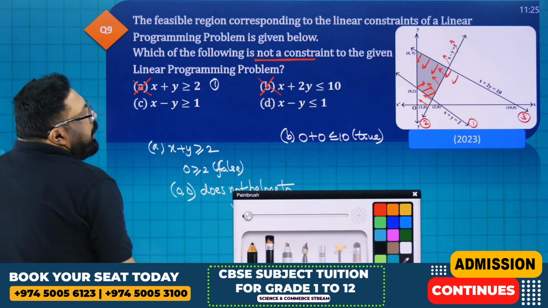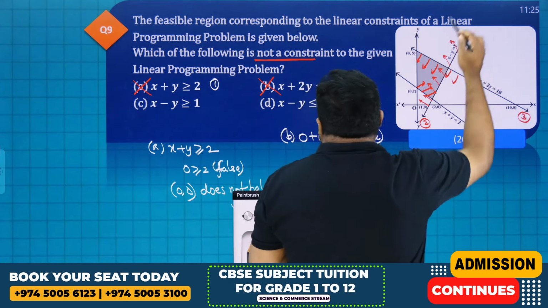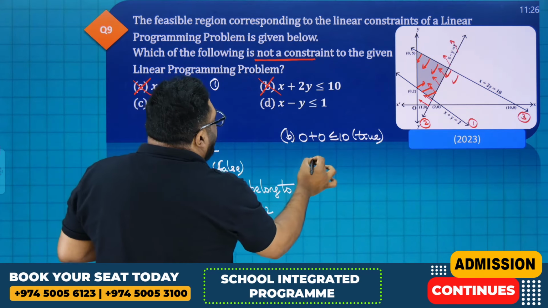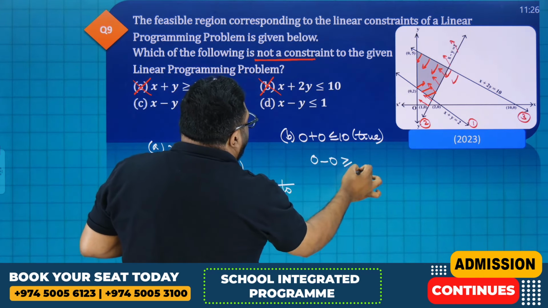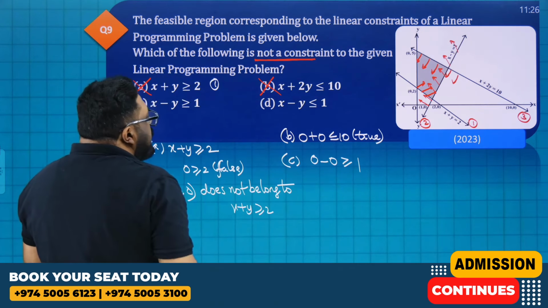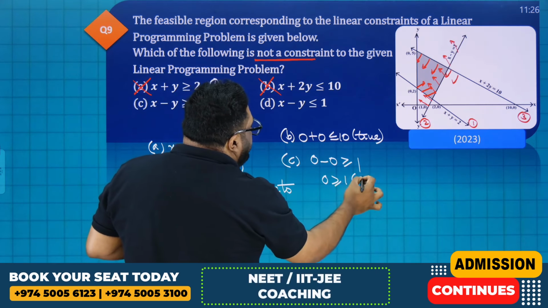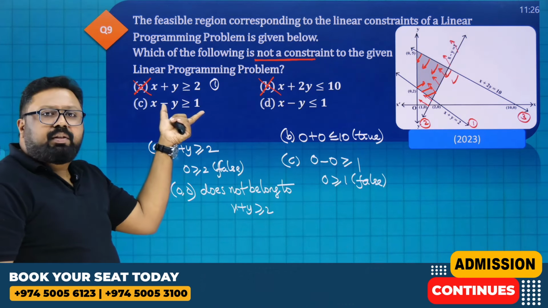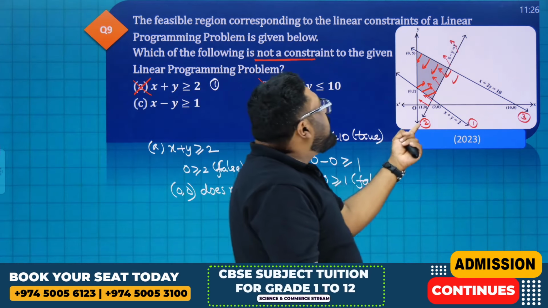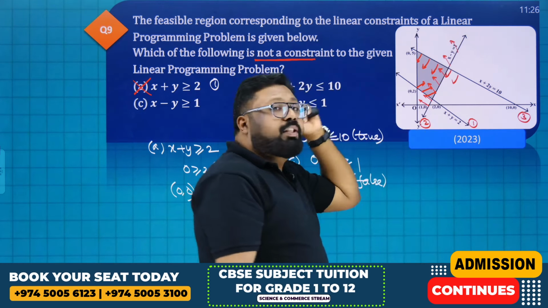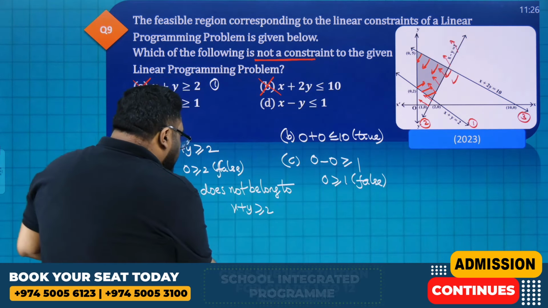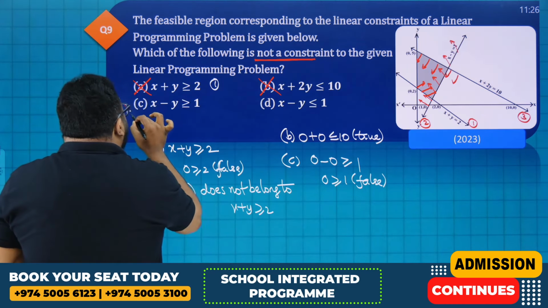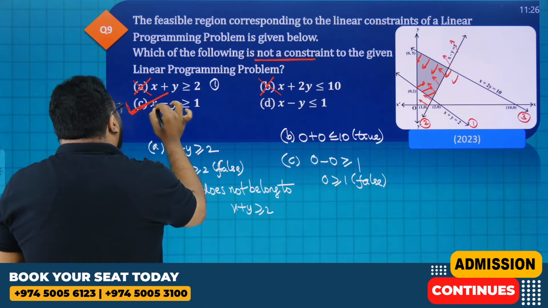Okay, x minus y greater than or equal to 1. Okay, let's try that. Let's try origin for that. 0 minus 0 greater than or equal to 1. 0 greater than or equal to 1 is false. So 0, 0 is not a part of this constraint. But the line which says x minus y equal to 1 says that 0, 0 is a part of that constraint. So obviously my answer is here. My dears, this is my right answer.